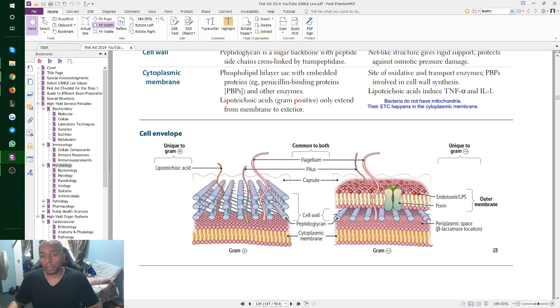And then in between the outer and inner membrane, more specifically in between the peptidoglycan cell wall and your inner membrane, you have your periplasmic space, which is exactly where beta-lactamase is found. So beta-lactamase inhibitors work at that site.